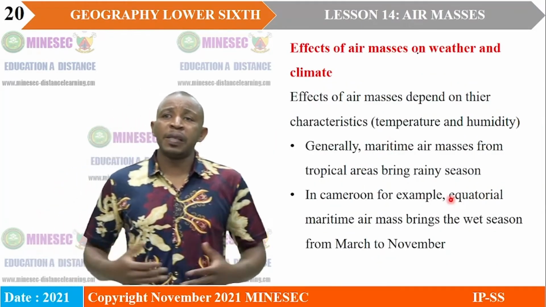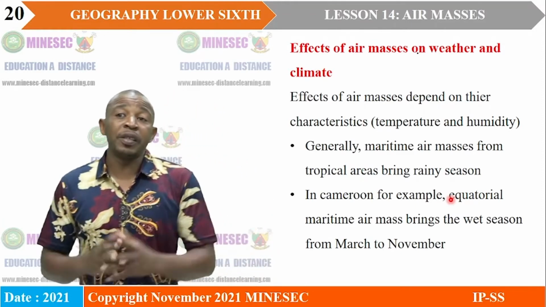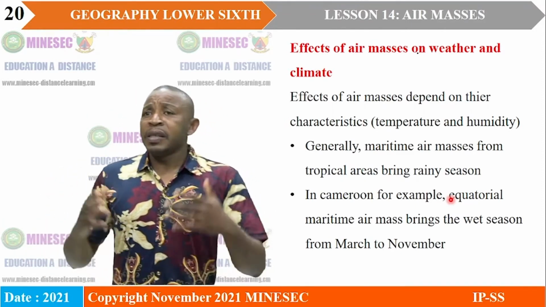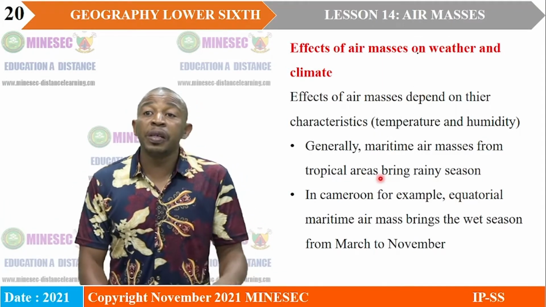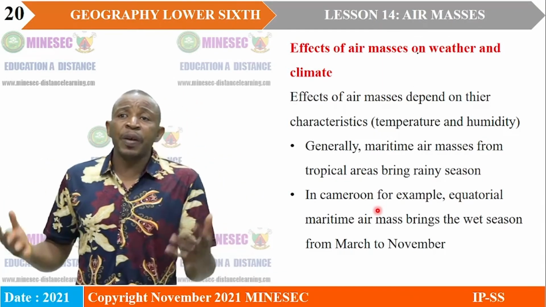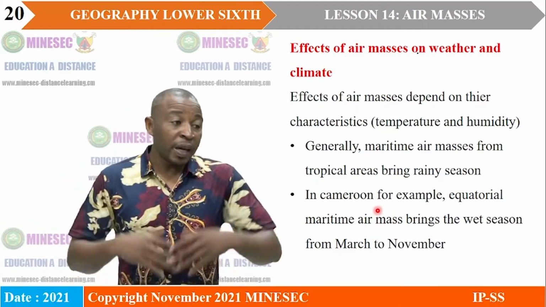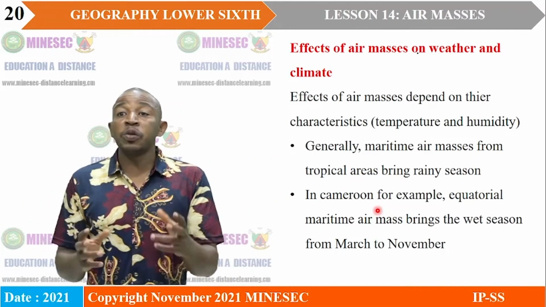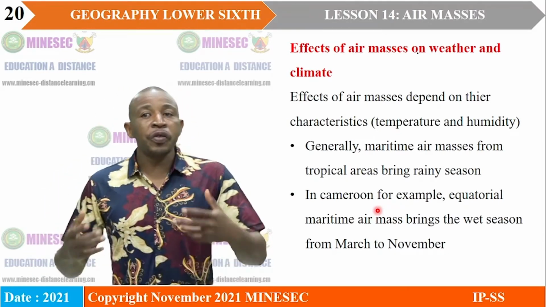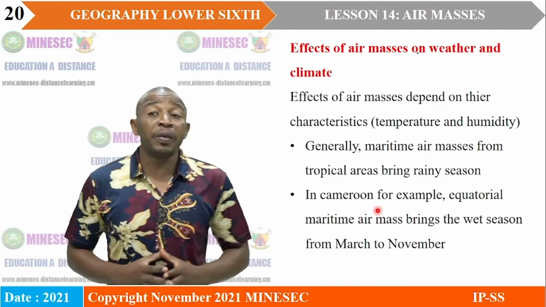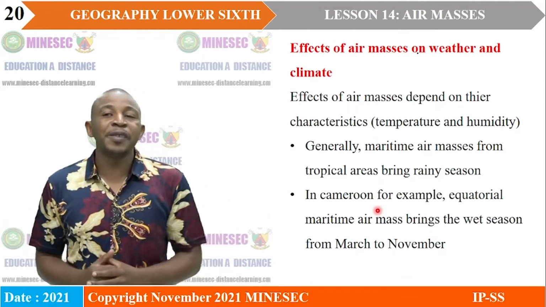Effects of air masses on weather and climate. Now, these air masses tend to affect weather and climate, as we're going to see. These effects depend on their characteristics. We had earlier said air masses tend to have two major characteristics, which are temperature and humidity. These are the major characteristics of air masses.